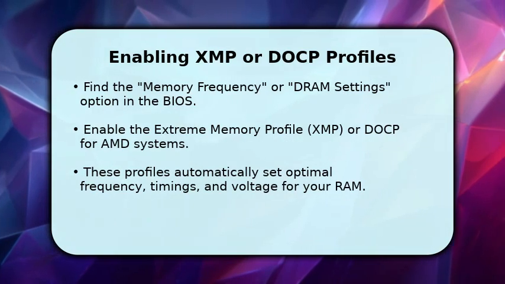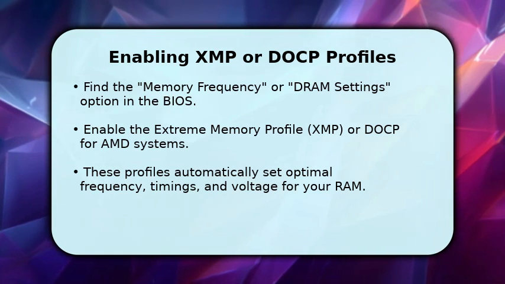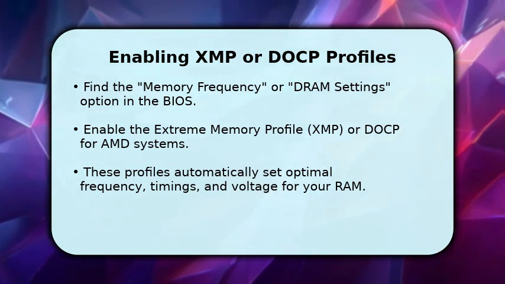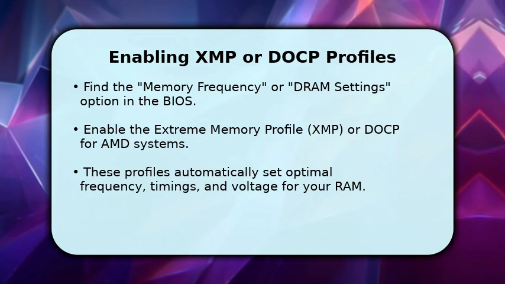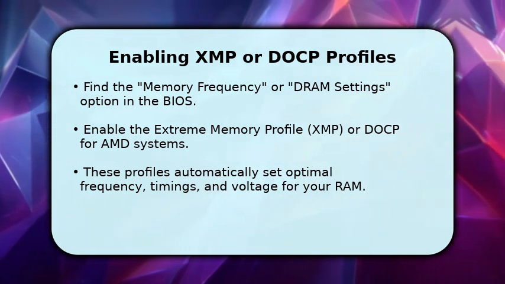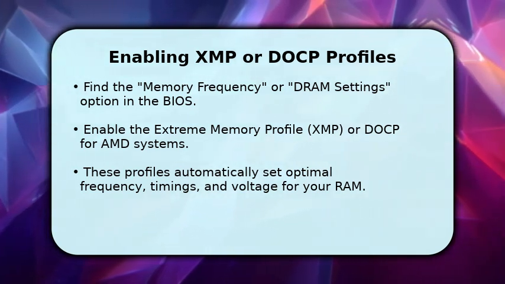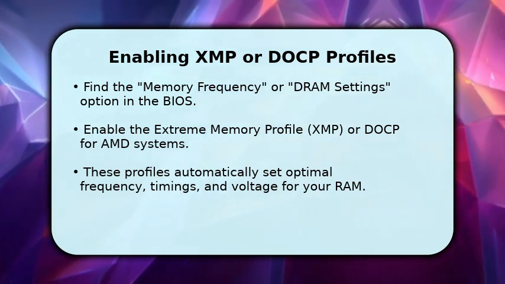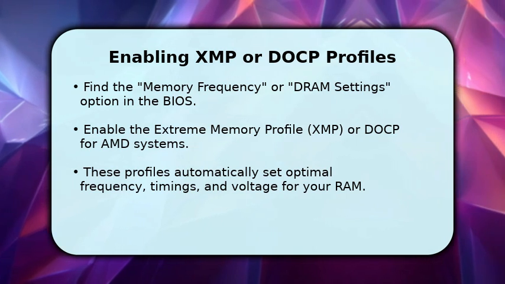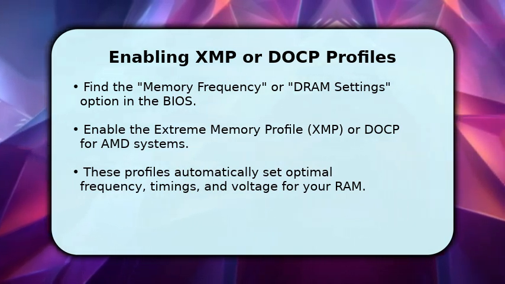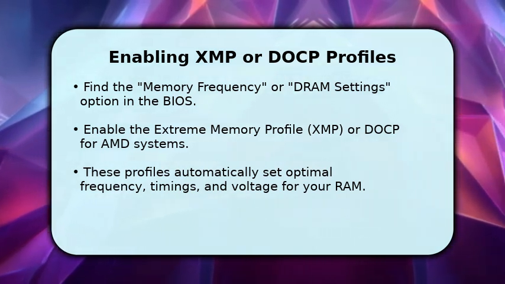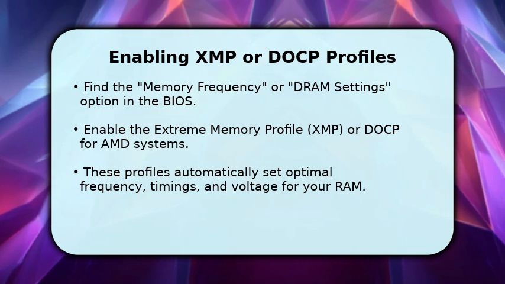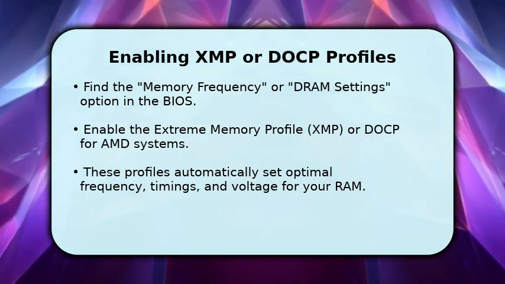Next, look for memory frequency or DRAM settings. Here, you'll likely see an option for XMP or Extreme Memory Profile, which is common for Intel systems. If you're on an AMD platform, it might be called DOCP. Enabling this profile is often the easiest way to achieve your RAM's advertised speed, as it automatically configures the correct frequency, timings, and voltage for you.